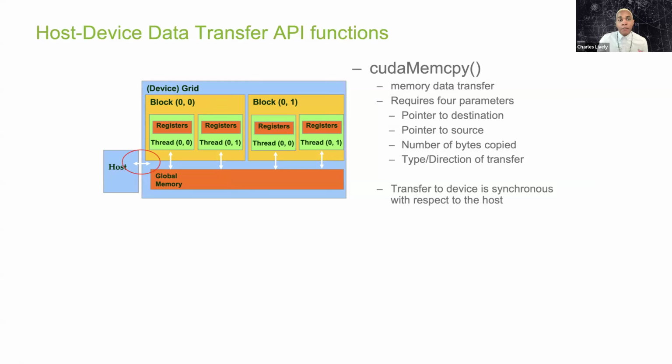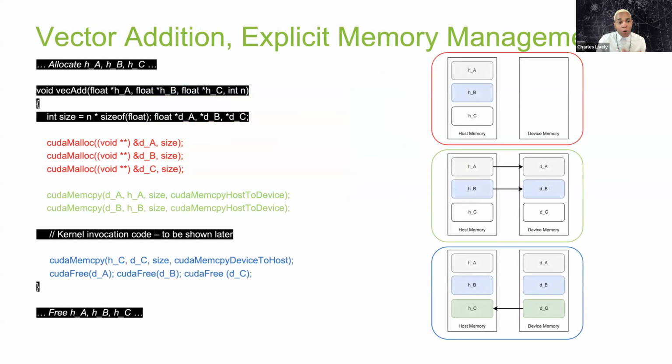Another function that's used in order to copy data from the host to the device is the cudaMemcpy function. That's how you can transfer your data from your host to global memory. You'll need to pass in the pointer to the destination, the pointer to the source, the number of bytes copied, and the type of direction as well.